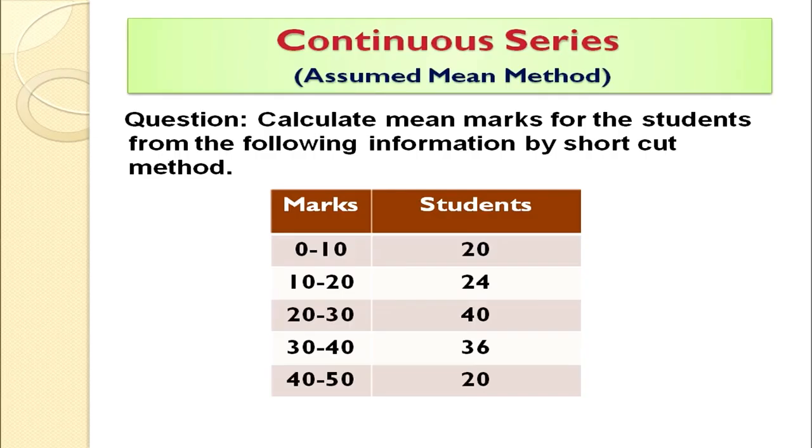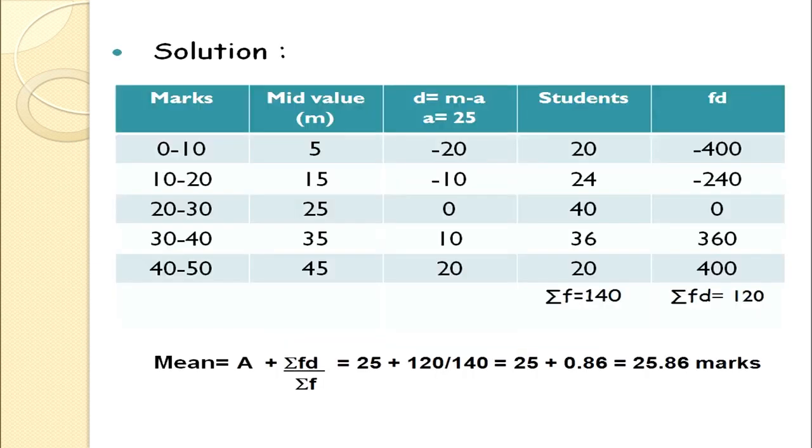Once we know all the steps, we can calculate mean with the help of an example by assumed mean method. Now we are taking the same example. Marks of students have been given, and they have been told to calculate it by shortcut method. Let us see how we have done. Step 1, mid values: we have 5, 15, 25, 35 and 45. Step 2, deviation from the mid values, where we have taken A as 25. Why? Because it is the middlemost value.